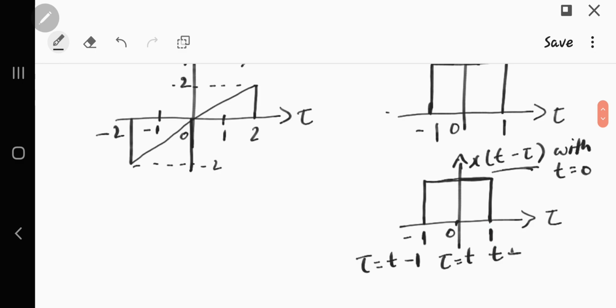Then this point will be t plus 1, right side towards the origin. So this is t plus 1 and this will be t minus 1, t minus 2, t minus 3 to the left side, and to the right side from the origin it will be t plus 1, t plus 2, t plus 3 and so on. Okay. So now onwards, this end of x of t minus tau will be identified with t plus 1 and this end is identified as t minus 1.